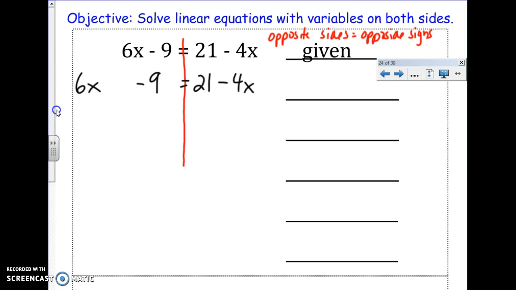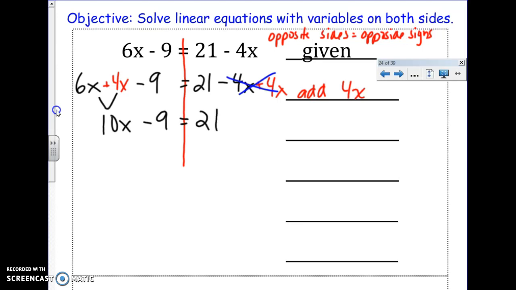So that's my original equation. I'm going to throw in that I'm adding 4x to both sides. These guys cancel out because I have 0 x's left on that side, which is what I want. And over on the left side, 6 plus 4 is 10x. I still have that -9. And I have 21 left over there. And again, I'm sure you can take it from here.